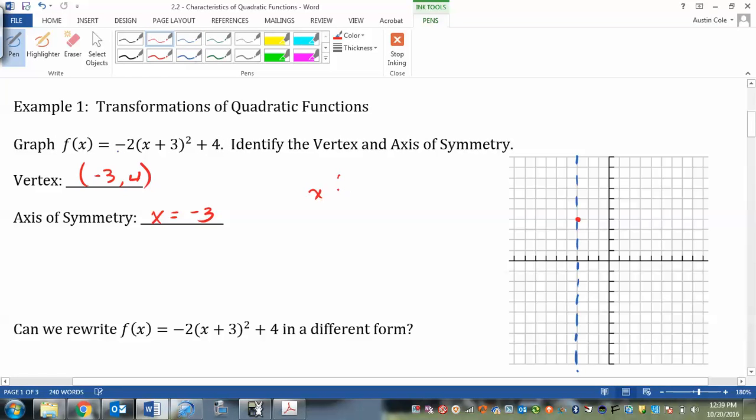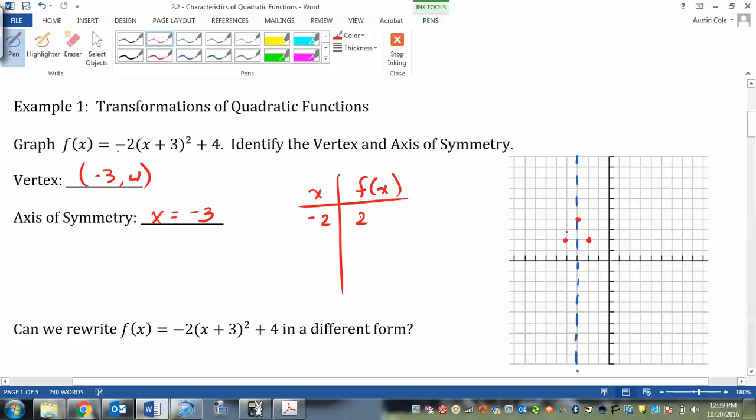I'm going to call that x and f of x. What x value should we plug in? Let's try negative 2, again picking negative 2 because it's right next to our axis of symmetry. So here we go. What's negative 2 plus 3? 1. What's 1 squared? 1. What's 1 times negative 2? Negative 2 plus 4 is 2. So our point (-2, 2) is on the graph.